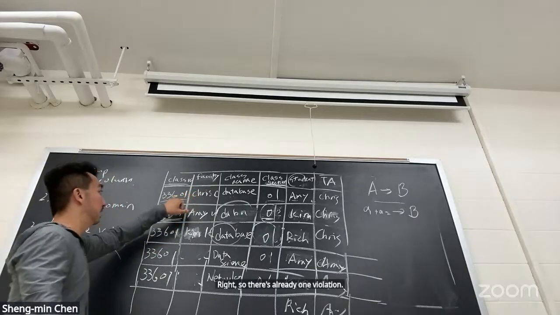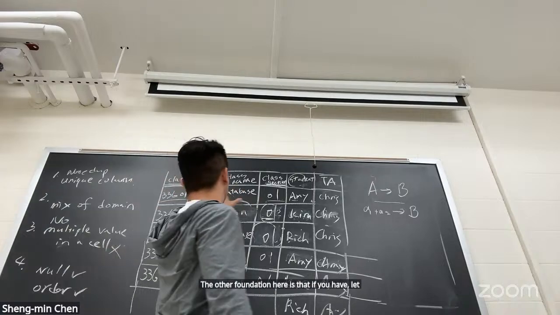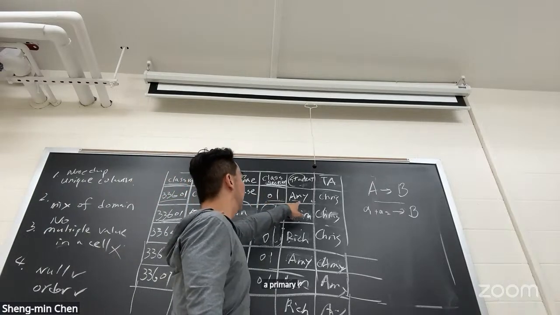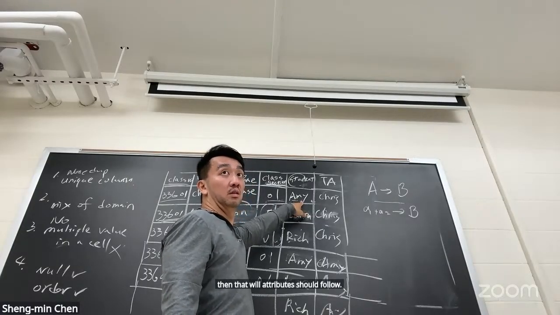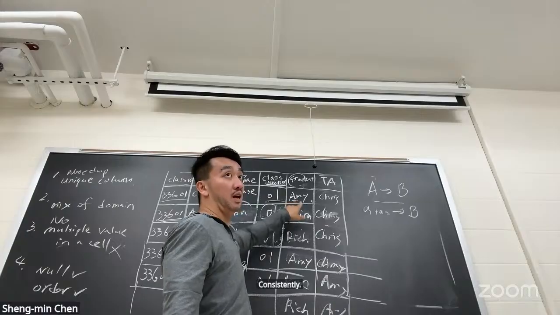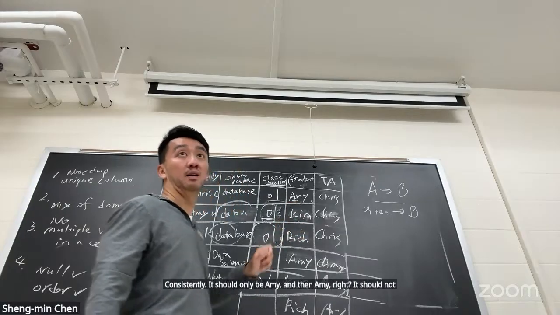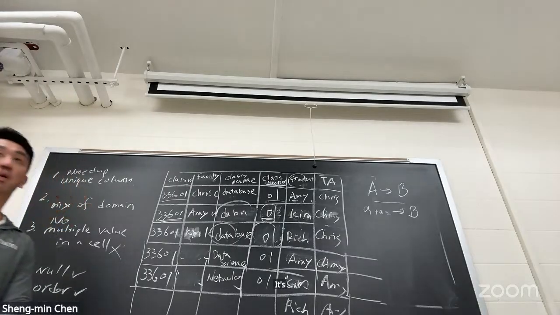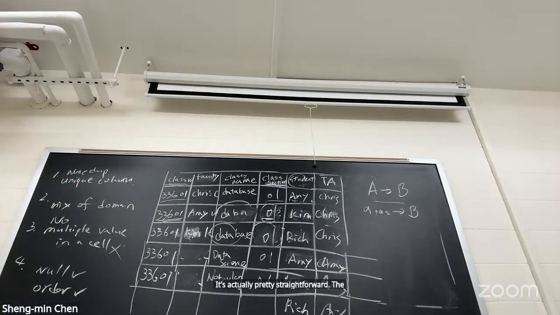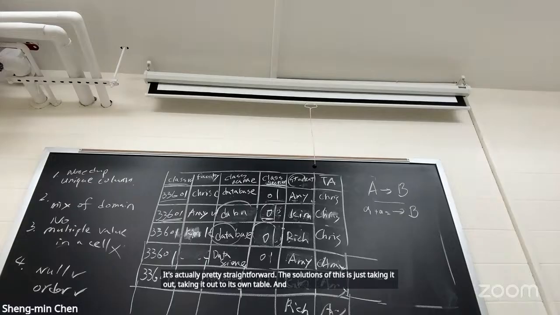The other violation here is that if you have a primary key, then the non-key attribute should follow consistently. It should only be Amy and then Amy, right? It should not be Kim again, or it shouldn't be Rich. All right? So it's actually pretty straightforward. The solution to this is just taking it out to its own table. And this is where you start splitting the table, starting with the second normal form.